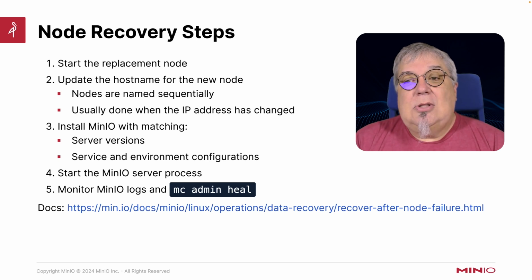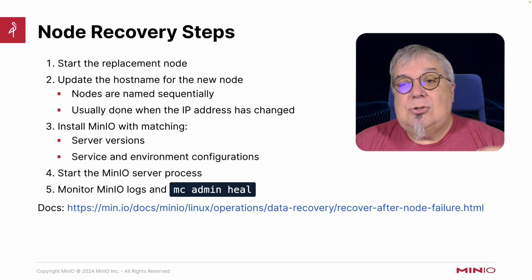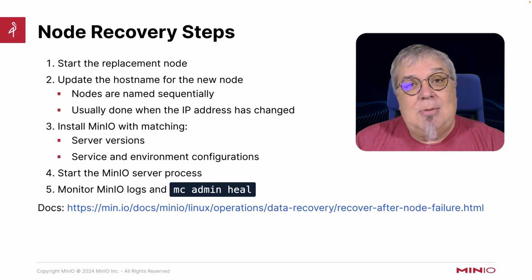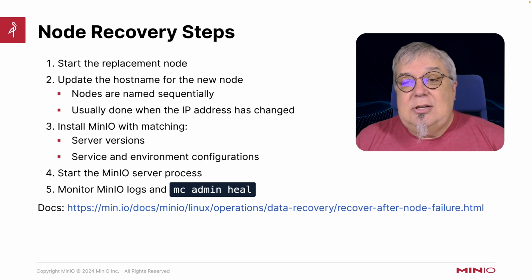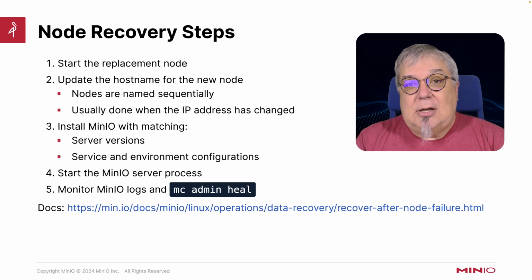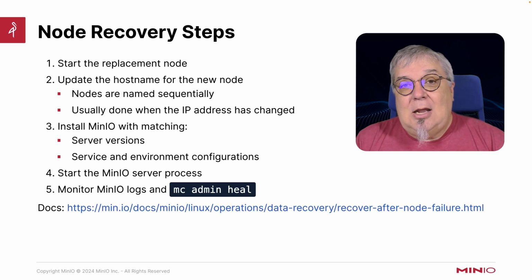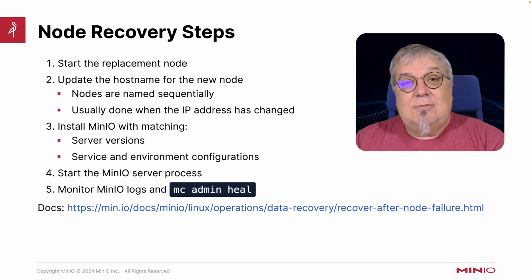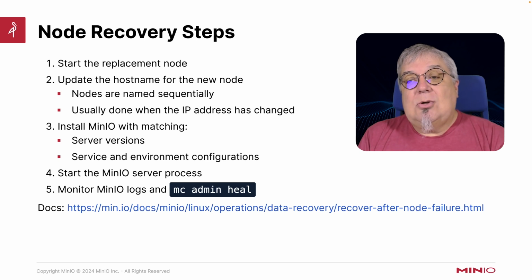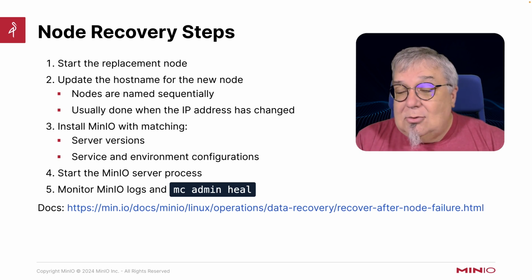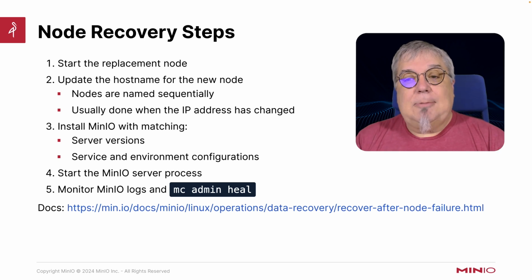You're going to want to make sure that you then install MinIO with the matching server versions, and also make sure you replicate your service and environment configurations from the rest of your cluster. After you've done this, go ahead and start up that MinIO server process. When you start the MinIO server process, you want to use that same server command with all of the nodes and all of the drives that you used before. Again, we'll see that in our demonstration. And then you want to monitor your MinIO logs and mc admin heal, just like you did for a drive recovery, to make sure that everything is coming back online.